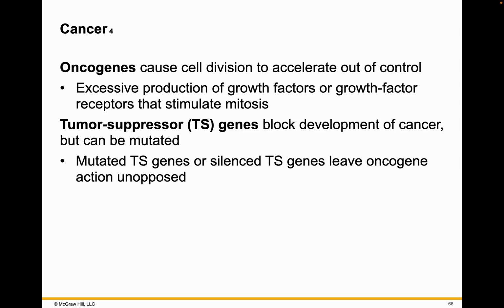Oncogenes cause cells to divide out of control. Tumor suppressor genes block the development of cancer, but when they are mutated, we can lose the expression of tumor suppressor genes.